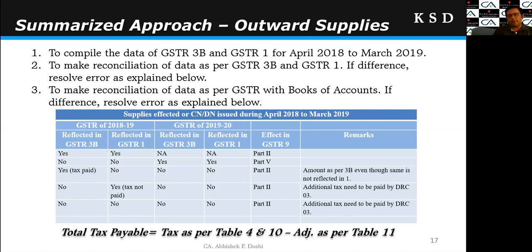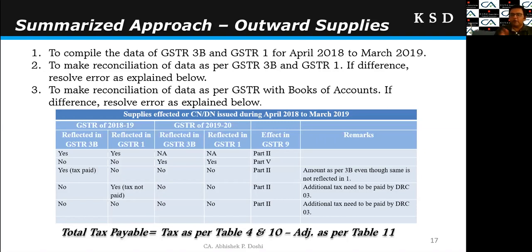And the second category of transactions: I have missed out the transactions in the 18-19 returns, 1 and 3B both, and I have reflected the same transactions in 19-20 GSTR 3B and 1. Say for example, one invoice of 1 lakh rupees with 18,000 tax liability I have missed in 18-19, but I have reflected the same in the GSTR of 19-20, right? The same will be reflected in part 5, right? It is either table 10 for sales or table 11 for the sales return or reduction in tax liability.